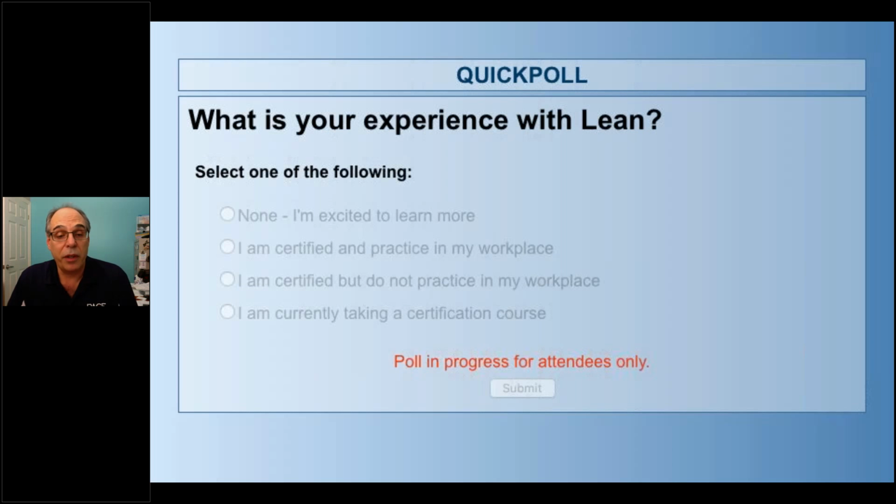I've been working with lean since 2008 with my former company and now with PACE. And I've been with PACE since 2014. Lean is such a great way to help companies and organizations to be more efficient and better.